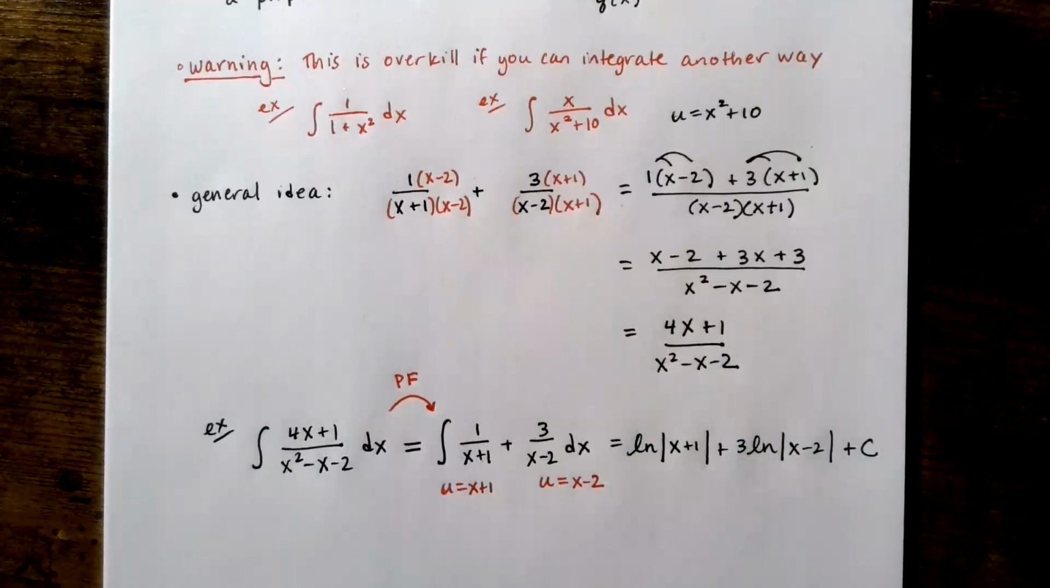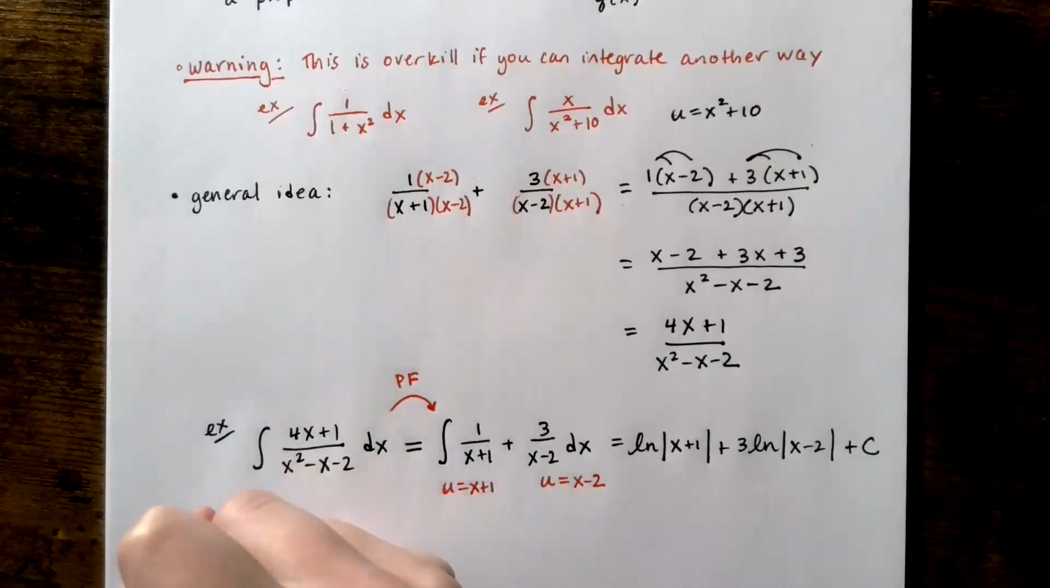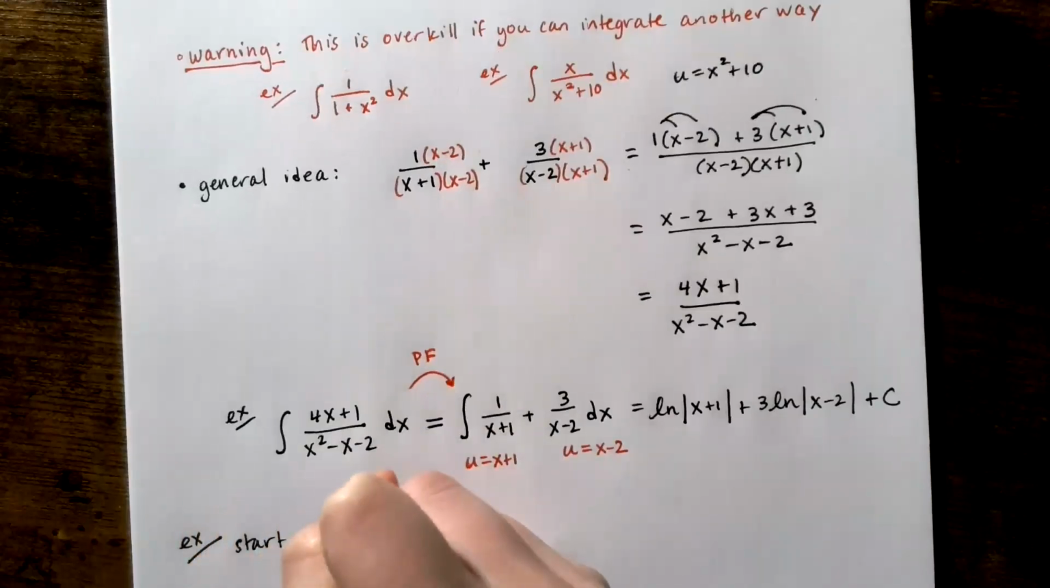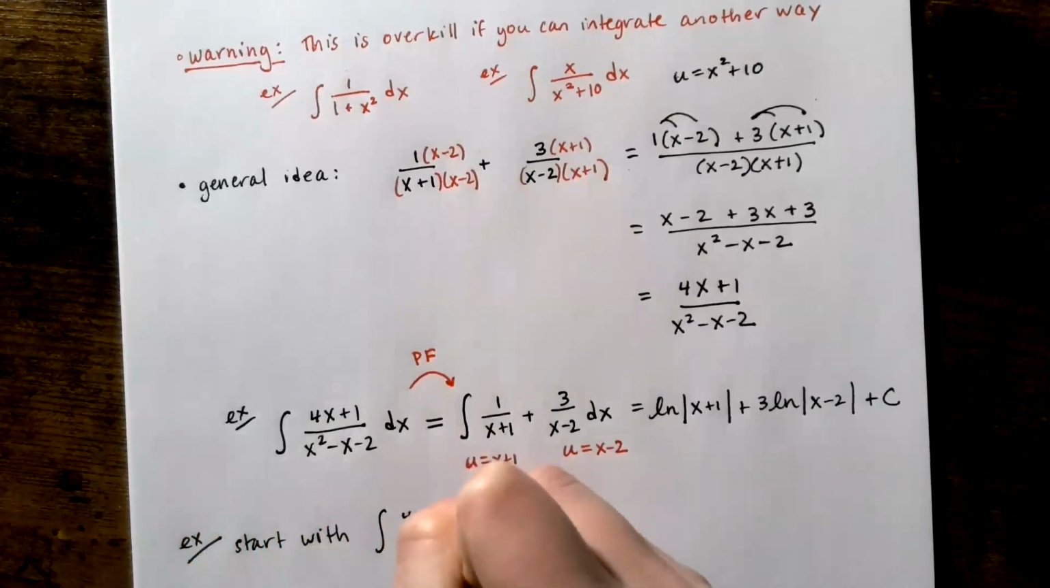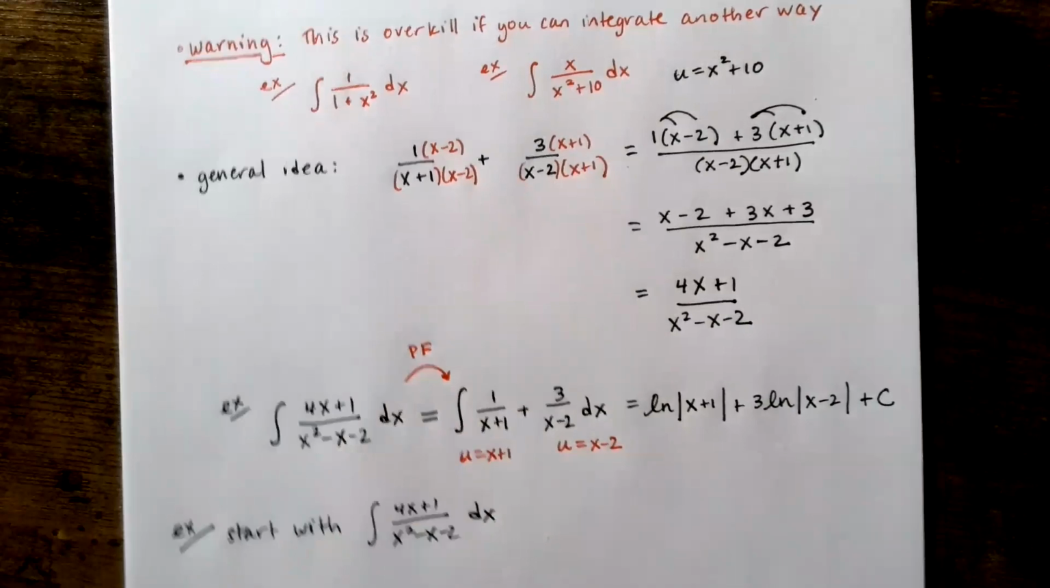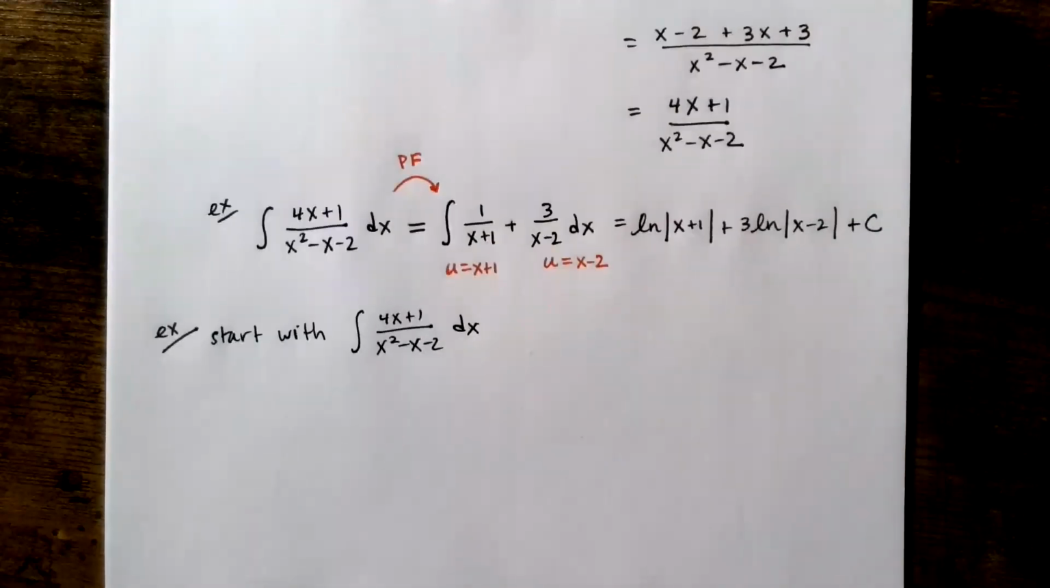All right, so I am actually going to use this same example because we know what the answer should be. We're going to use this as our first example to show the process of partial fractions. Okay, so just to be clear, we are starting with the integral of 4x plus 1 over x squared minus x minus 2. If we're given this integral, our first step will always be to factor the denominator.